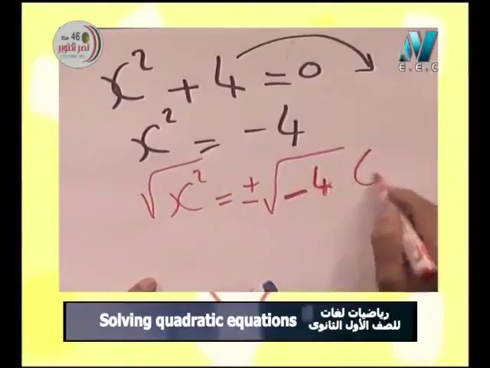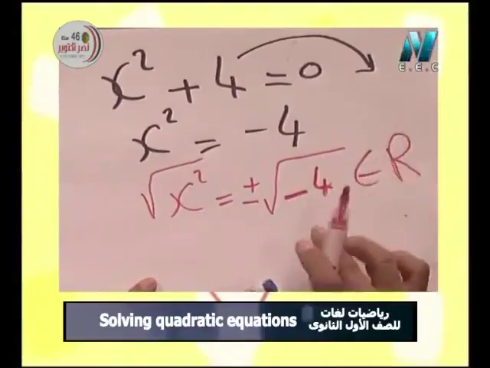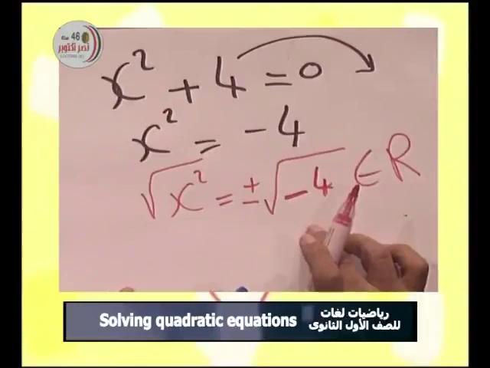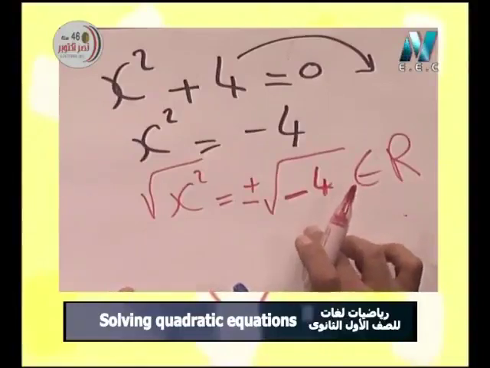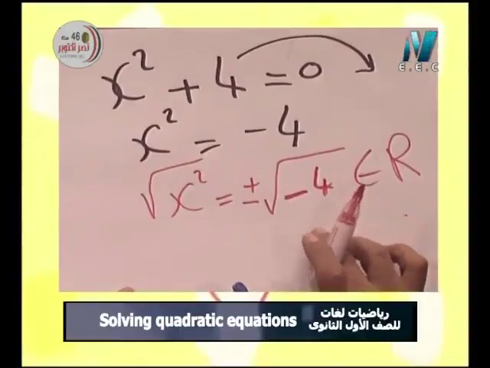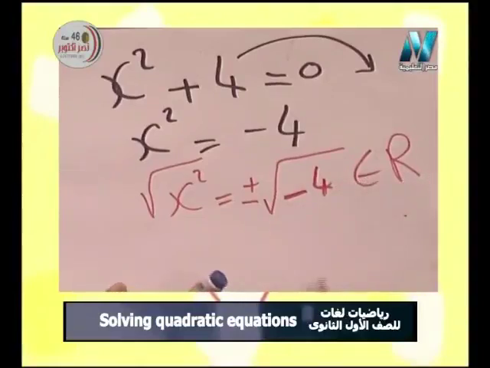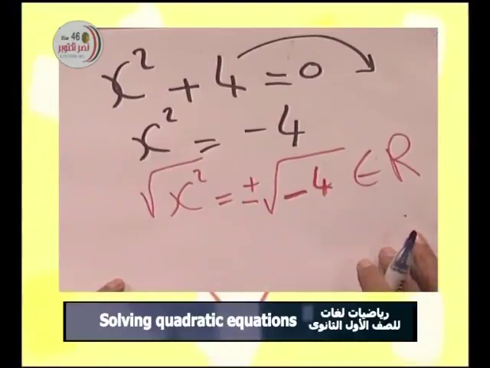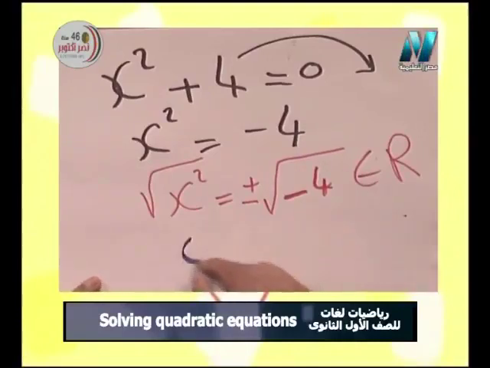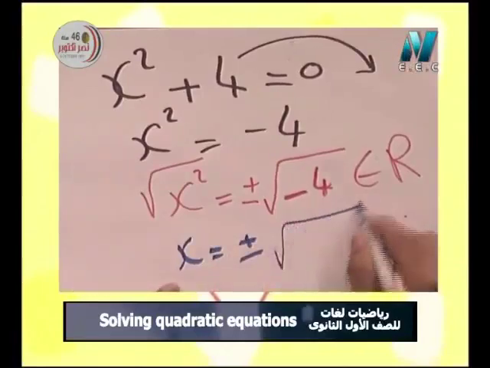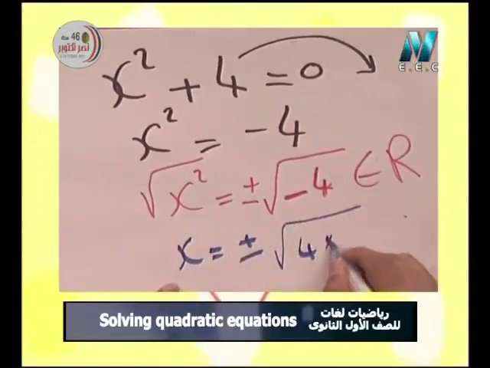doesn't belong to R. Even if you write it inside the calculator, you will find the calculator writes math error. So square root of negative 4 is not a real number. Okay? What's the solution? The solution is that we need another set of numbers. X here equals positive or negative square root of 4 multiplied by negative 1.